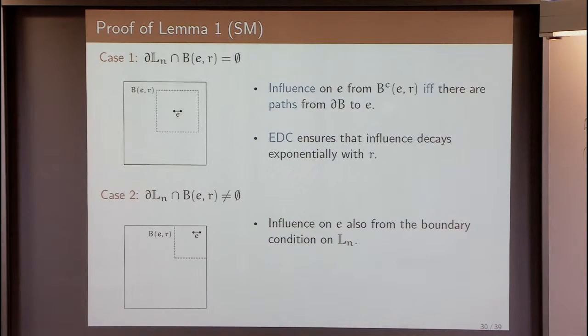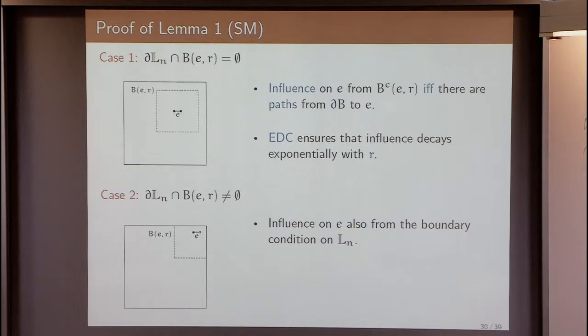So here let me give you an idea of why spatial mixing is susceptible to the boundary conditions, because this is substantially different to the spin systems. So first suppose that you have this edge here and the box does not touch the boundary of the outer box. The influence from the complement can only go to E in the form of a path. And by exponential decay of connectivity, we know that the probability of this path decays exponentially with r. And this can be turned into a rigorous argument.